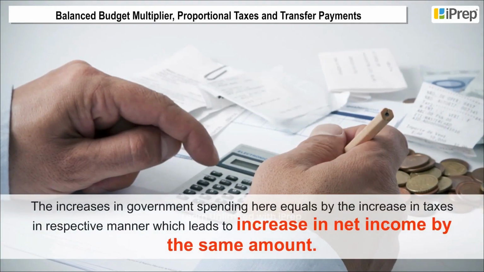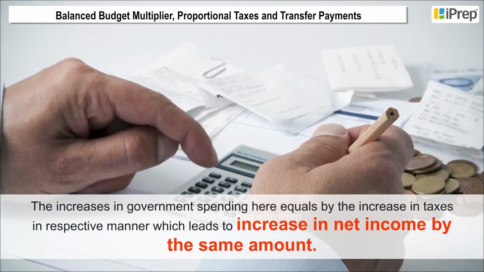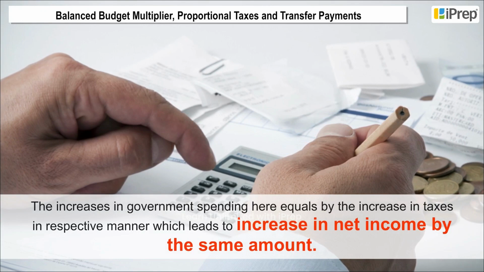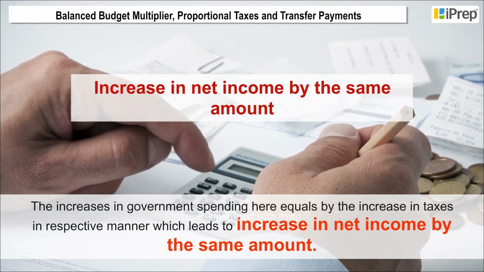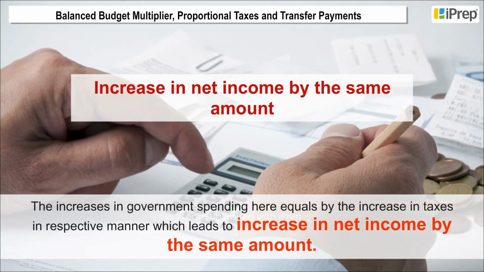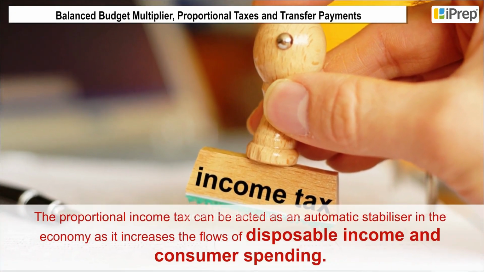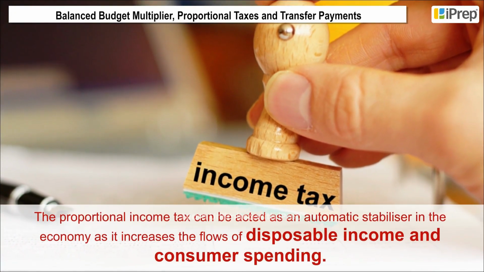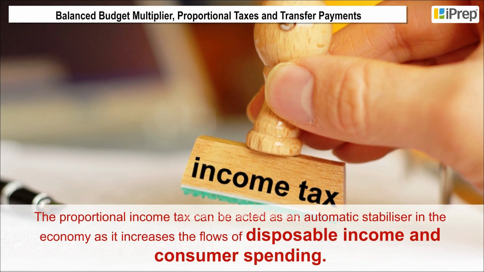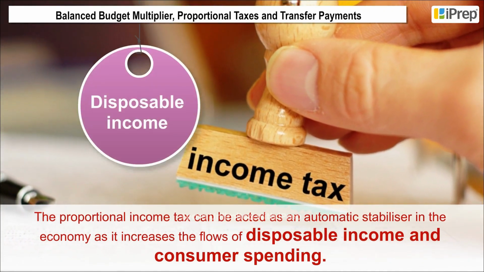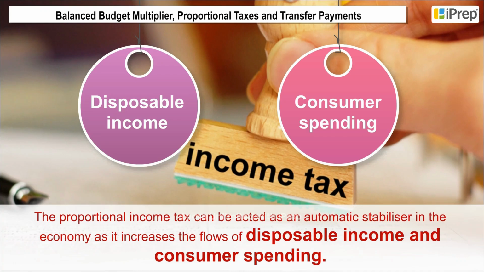The increase in government spending here equals the increase in taxes, which leads to an increase in net income by the same amount. The proportional income tax can act as an automatic stabilizer in the economy, as it increases the flows of disposable income and consumer spending.